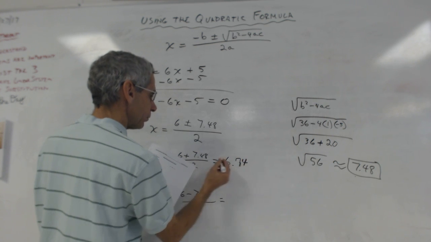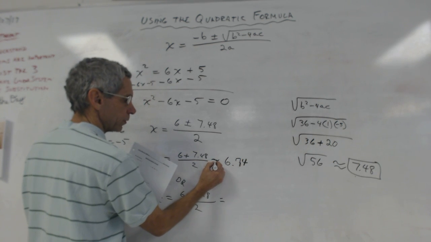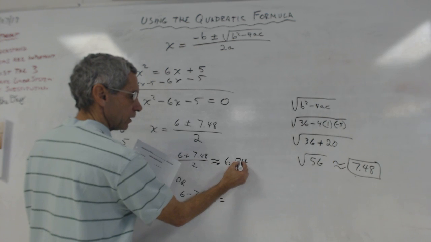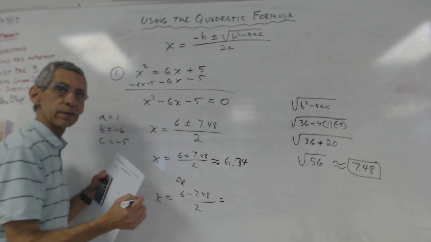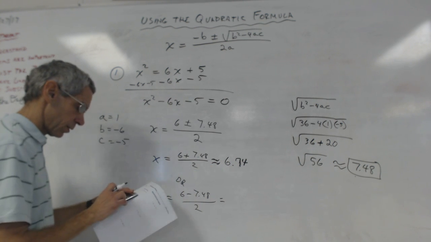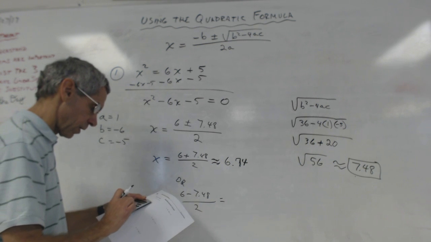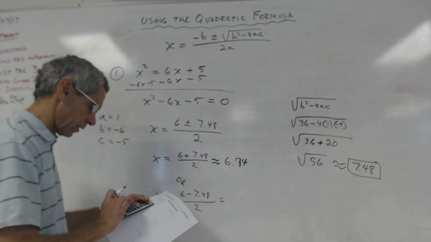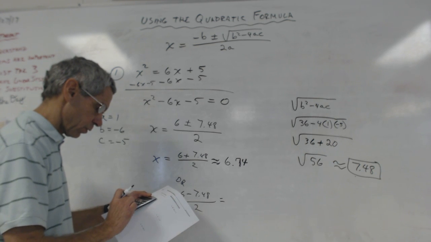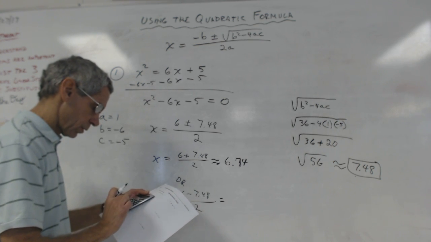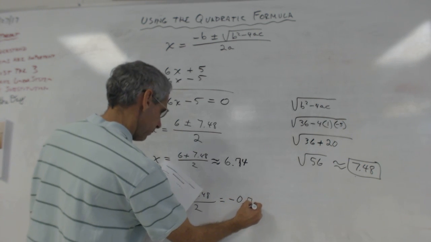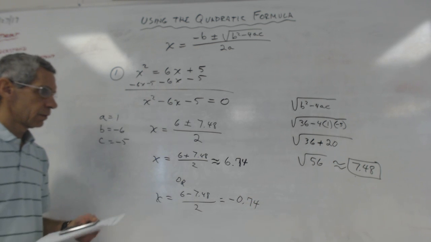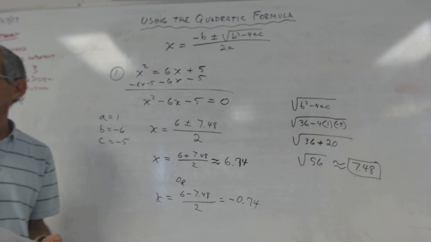And technically, I really have to say not equals, but approximately equals, right? Because I used an approximate answer for the square root of 56. Does that make sense? And then this one, I just get out my calculator and I say 6 minus 7.48 equals, divided by 2, equals negative 0.74. And you're done. Do you get it? You see what I'm doing?